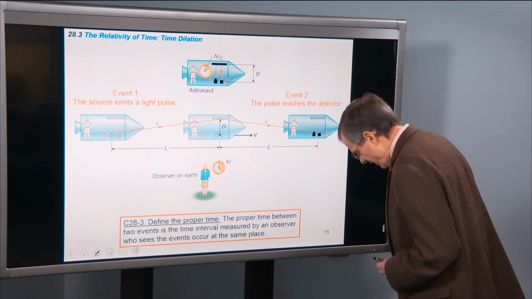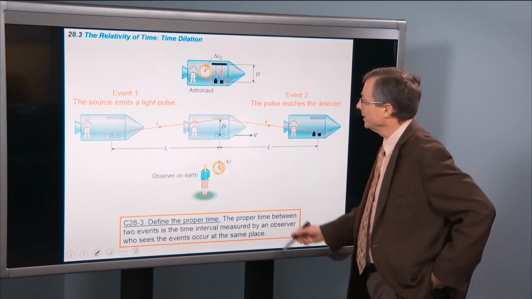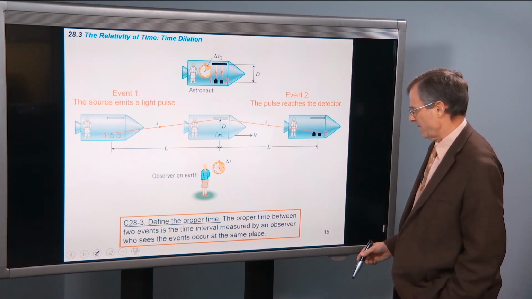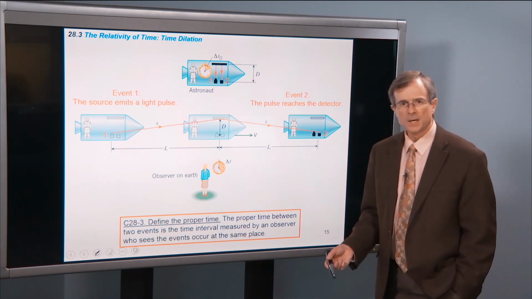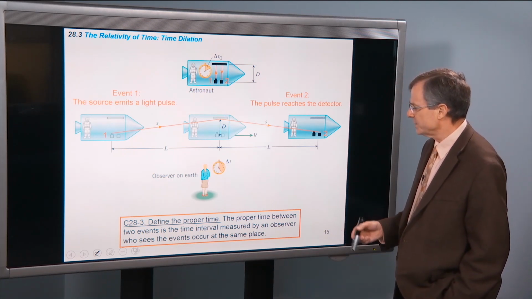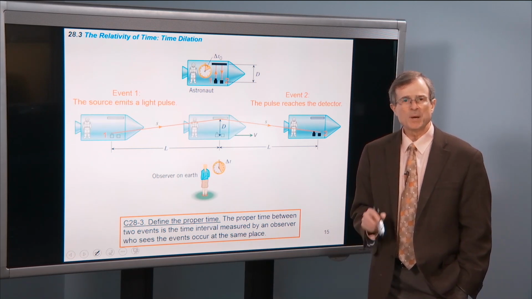All right, so let's define the proper time. Same diagram here, but now we're going to define this proper time. The proper time between two events is the time interval measured by an observer who sees the events occur at the same place.